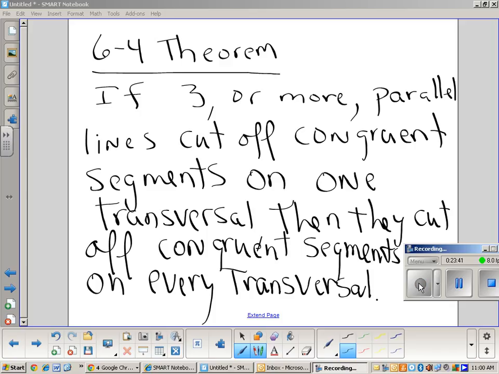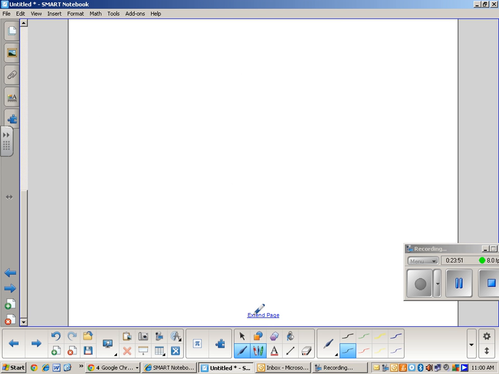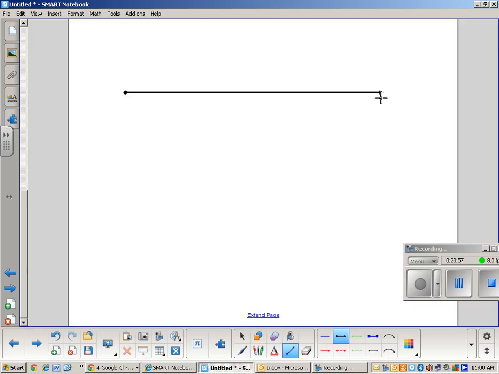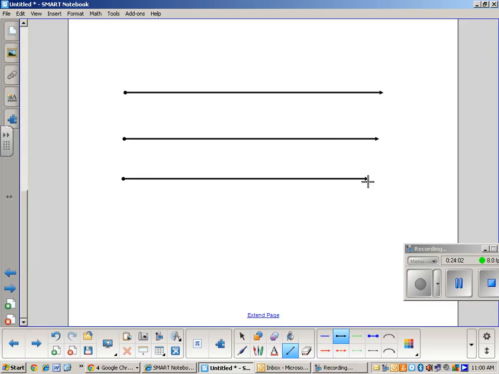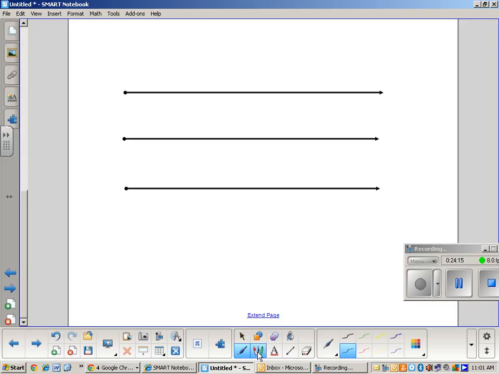Let's draw what this says. It says if 3 or more parallel lines. So let's start off and draw 3 parallel lines here. So let me draw 3 parallel lines. 1, 2, 3. Got it. Let me do this. I feel like every one is shorter than the last. Better? Okay. So I'm close to what I'm doing here. Okay, so I know these are parallel lines.